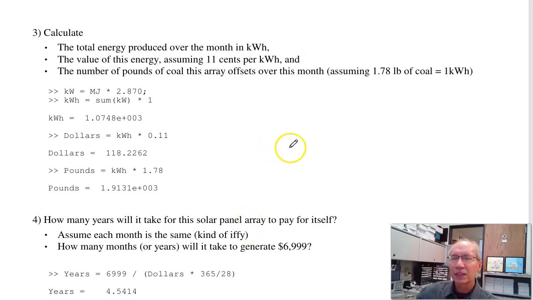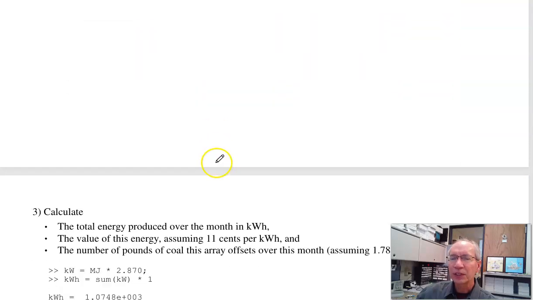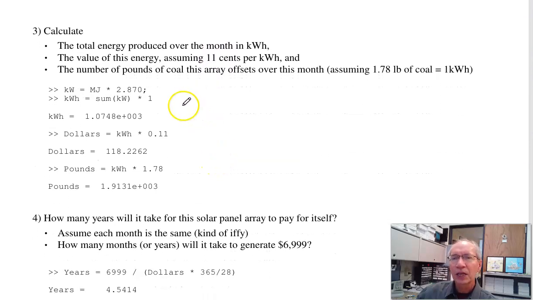Well, if I take this graph and integrate it, the area under the curve is kilowatt hours. So the height is your kilowatts, the width is 1 hour, the data is collected every 1 hour. So add them all up, width times height, I get kilowatt hours. It'll be roughly 1,000 kilowatt hours of energy produced during that month.